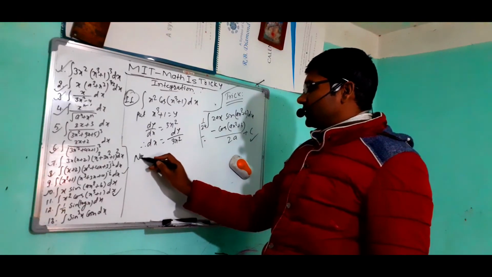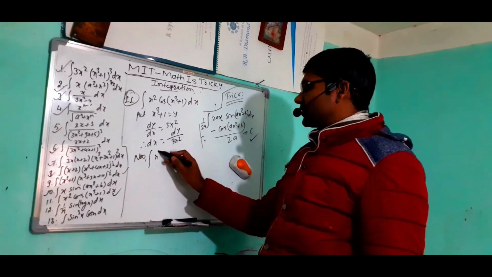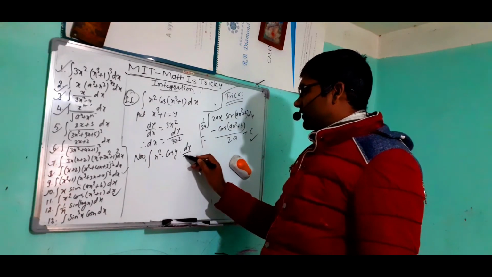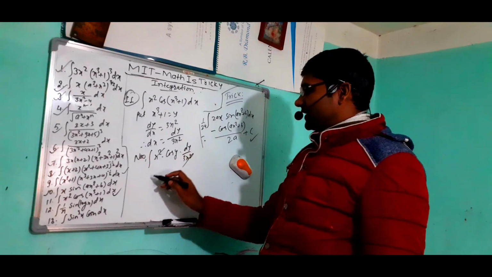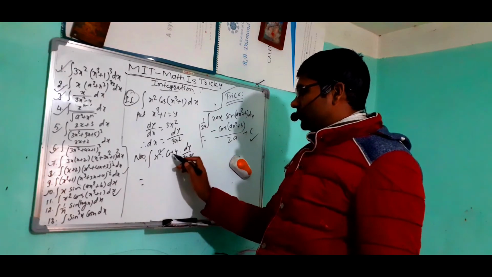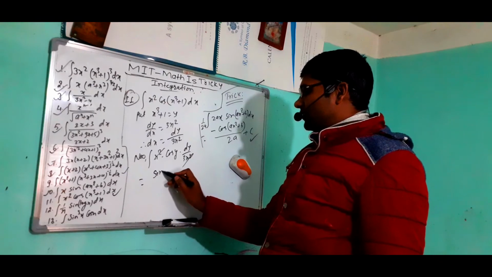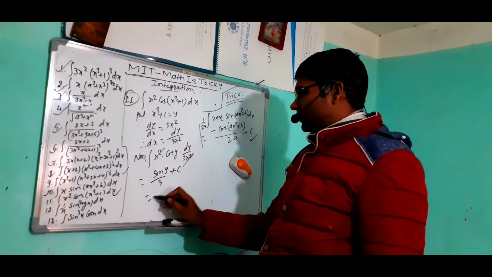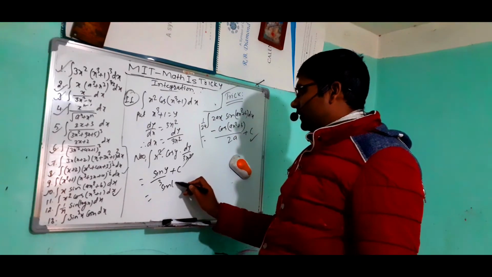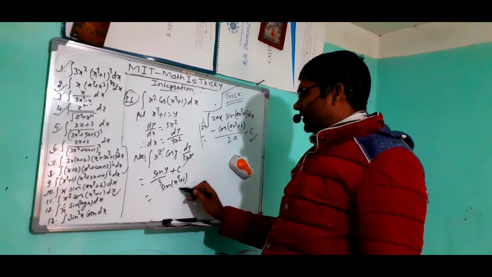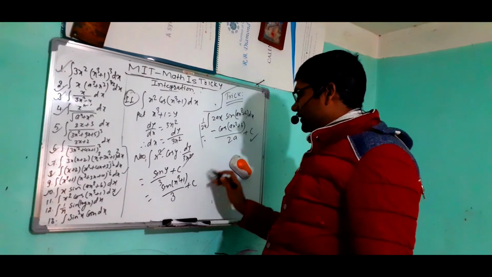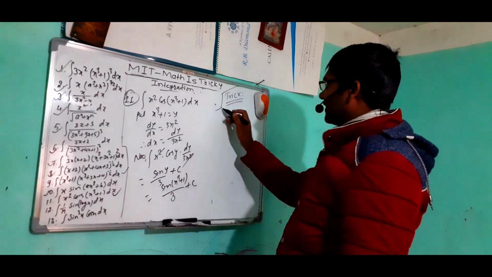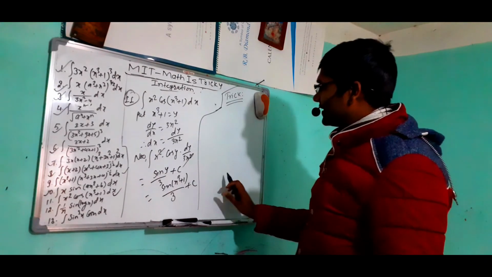Now the question becomes simply x² and cos y times dx, meaning dy by 3x². The x² cancel, and then we have integration of cos y is sin y plus c by 3, and so it will be sin(x³ + 1) by 3 plus c. Now let's see the trick method. Let's see how we can solve within just a second.